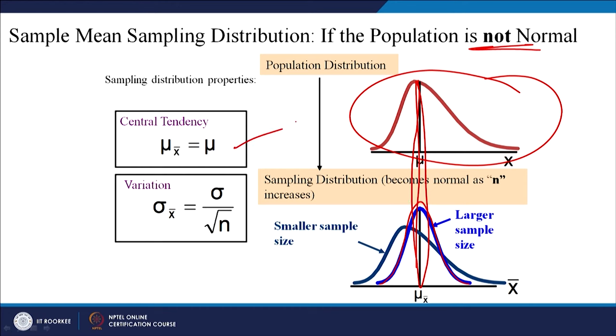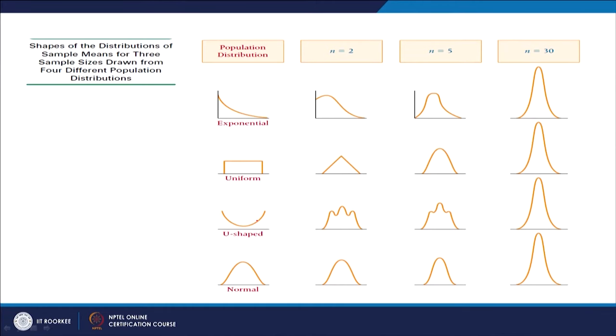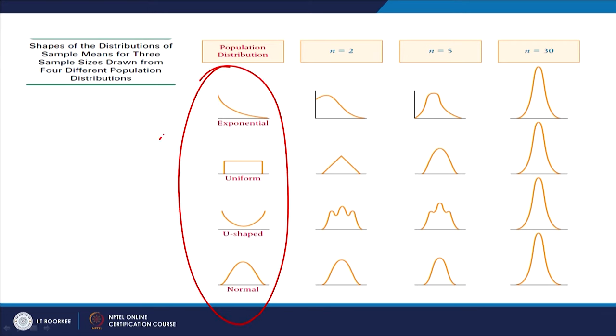So this is the central tendency and this is the variance. Okay. So what is the central limit theorem? Irrespective of the nature of the population, the sampling distribution will always be normal as we increase the sample size. So let us look at this example. You have got different types of population distributions. So this is an exponential distribution. If you take a sample of, let us say, 2 units, then the sample distribution would be this. If you increase the sample size, then it would be like this. But if it is 30, then it becomes a normal distribution.